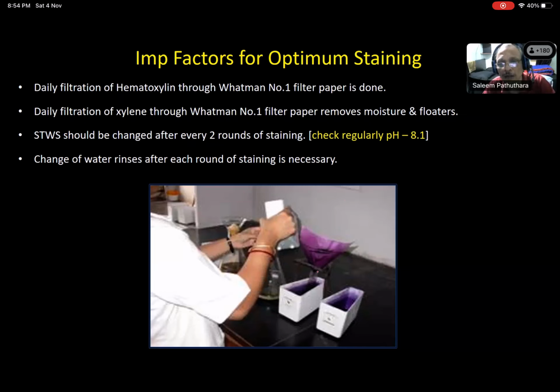Now this is the filtration of the hematoxylin. Daily we have to filter the hematoxylin through Whatman number 1 filter paper. Hematoxylin should not be filtered through cotton. It has to be filtered through Whatman number 1 filter paper. This will remove the stain deposits and the moisture floaters, etc. And Scott's bluing substitute has to be changed after every 2 rounds of staining, so that the pH is maintained, so the bluing will take up properly.